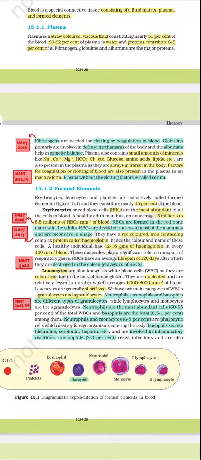are also present in the plasma. Factors for coagulation or clotting of blood are also present in the plasma in the inactive form. Plasma without the clotting factor is called serum.